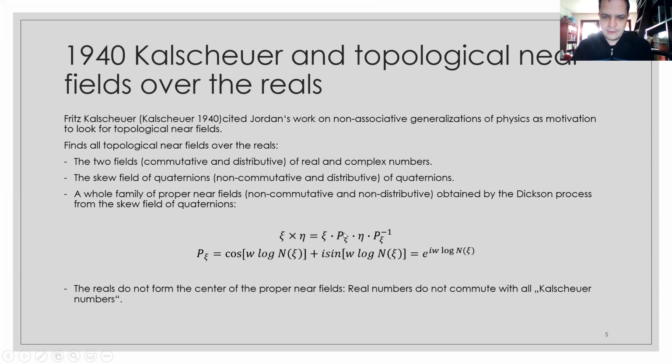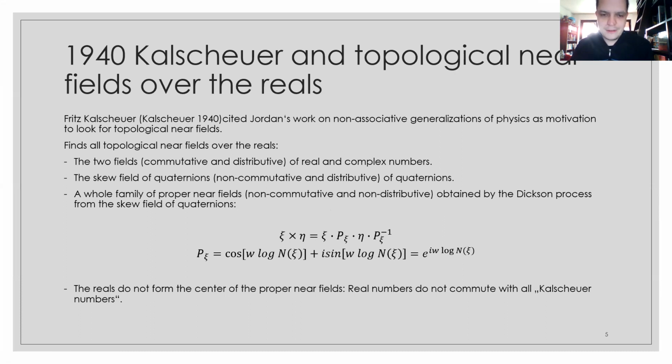So you have a coupling of functions which deforms the multiplication in the quaternions, and this is this function here. What's interesting is that these proper near fields, which are one-sided distributive, do not have the real numbers in the center. So the real numbers do not commute with everything. I call them Karl Scheuer numbers. I think in the literature they are just called twisted quaternions, because you twisted the multiplication of the quaternions.